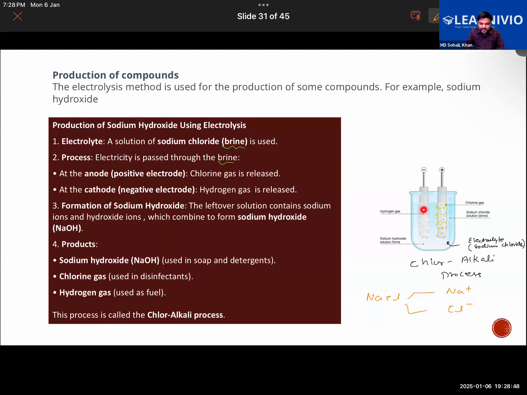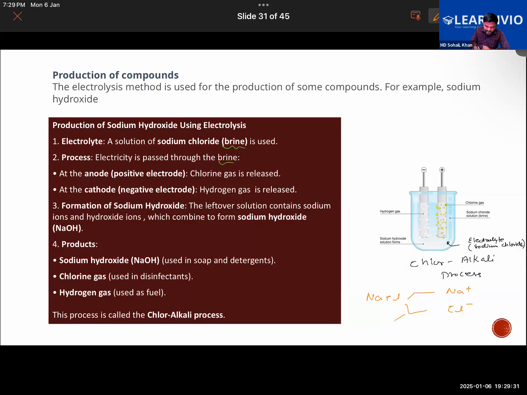The chlorine gas will accumulate near the anode, since chlorine is negative. Hydrogen is also present in the electrolyte, since it contains water, so hydrogen will accumulate towards the cathode. These are the bubbles you can observe here, the hydrogen gas bubbles and chlorine gas bubbles. Then formation of sodium hydroxide also occurs. The leftover sodium ions and hydroxide ions combine together to form sodium hydroxide, that is NaOH.